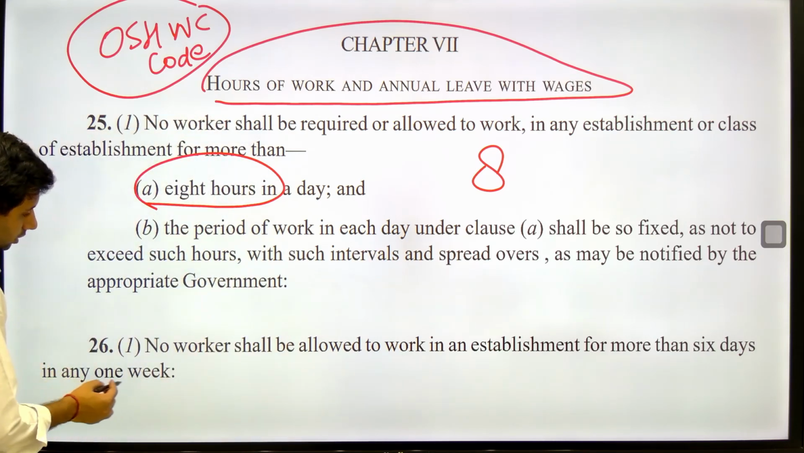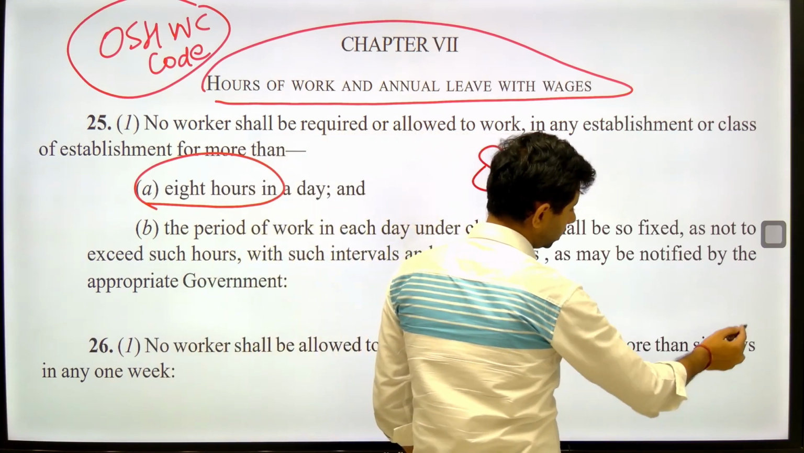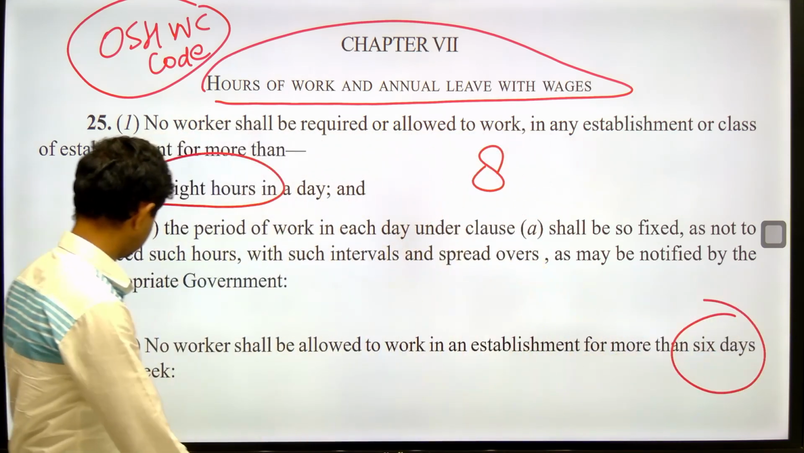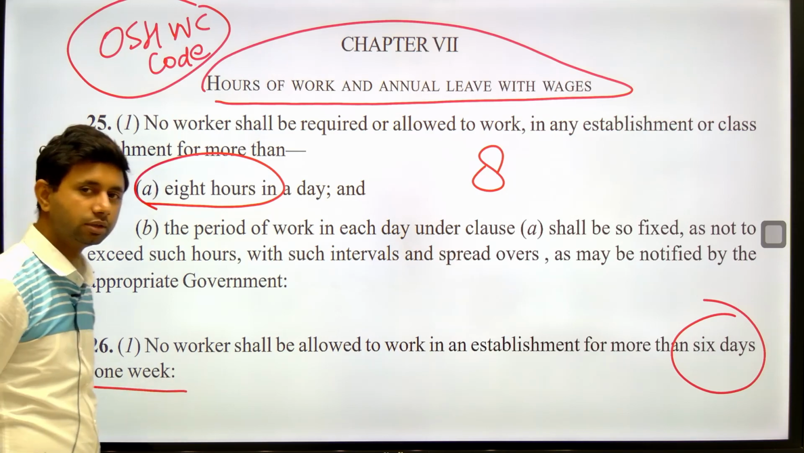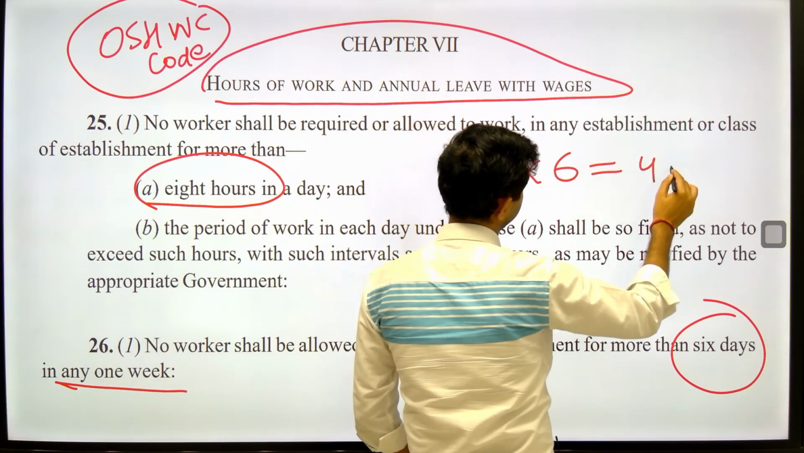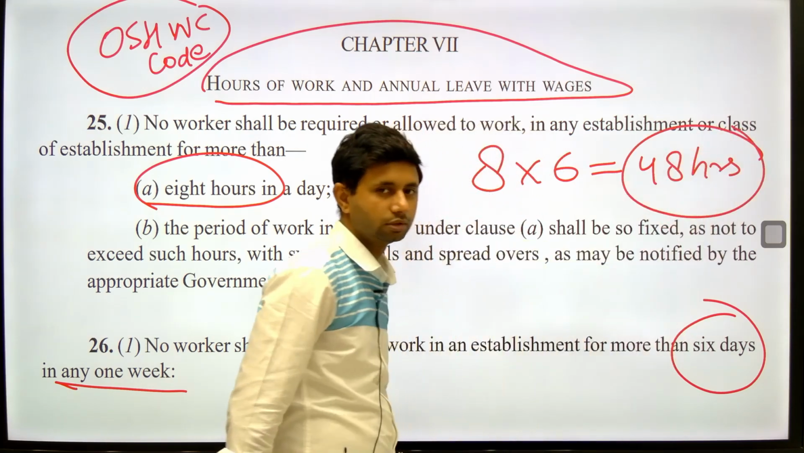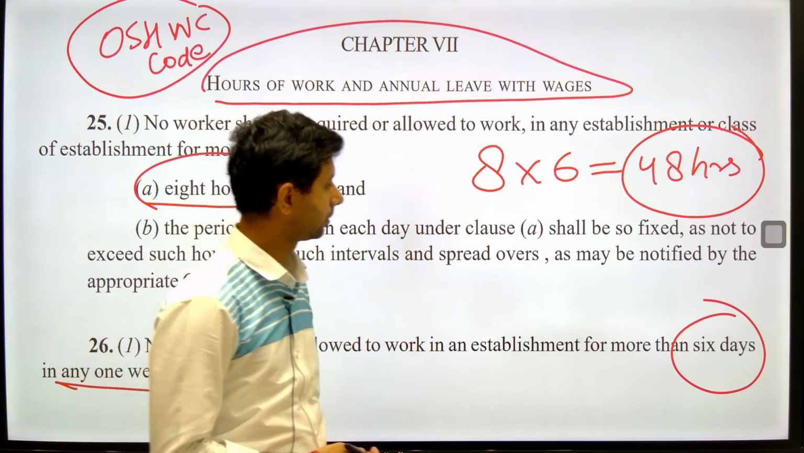And what is the next provision? No worker shall be allowed to work in an establishment for more than 6 days in any 1 week. So 8 into 6, 48 hours within a week. So I hope this is clear.